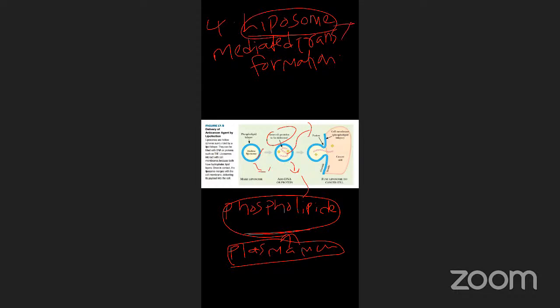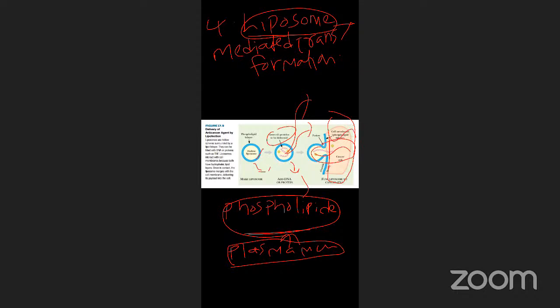And now after formation of the liposome, you insert the desired gene inside the liposome. Due to this activity, this is the target cell. When the liposome is arranged closely to the target cell, the activity of endocytosis occurs. What is endocytosis? What is endo? Inside the cell. The target DNA enters inside the target cell.